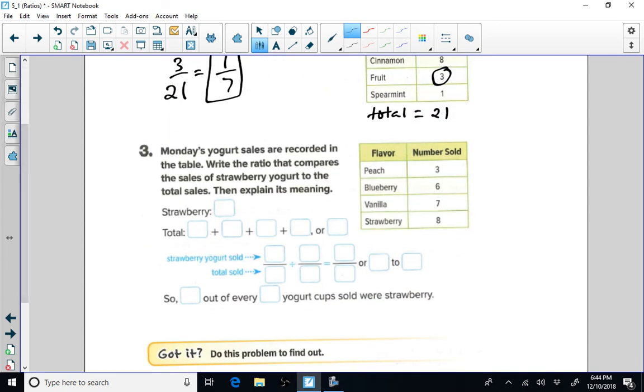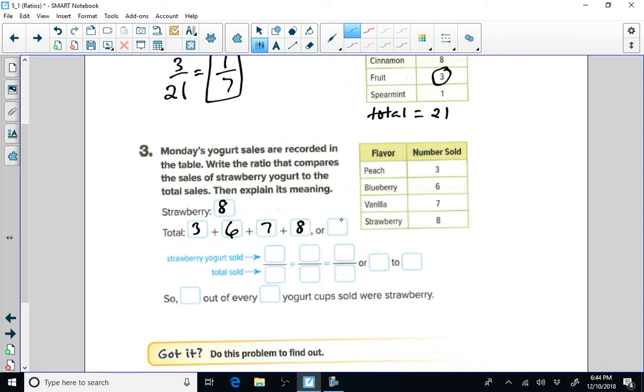Monday's yogurt sales are recorded in the table. Write the ratio that compares the sales of strawberry yogurt to the total sales. Well, strawberry, there's an 8 there. How would I find the total? That would be 3 plus 6 plus 7 plus 8. Or, what's that going to be?